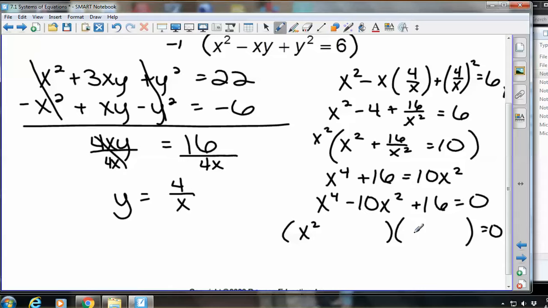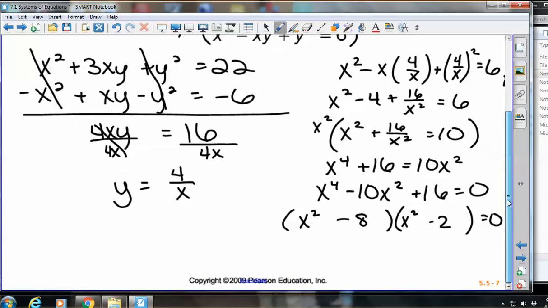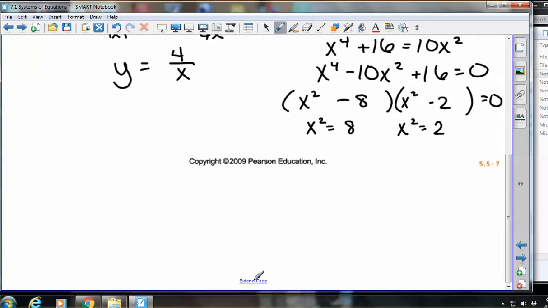X to the fourth would break into x squared. Multiply to 16, add to negative 10. Negative 8, negative 2. Okay. So x squared is equal to 8 or 2. Am I done?